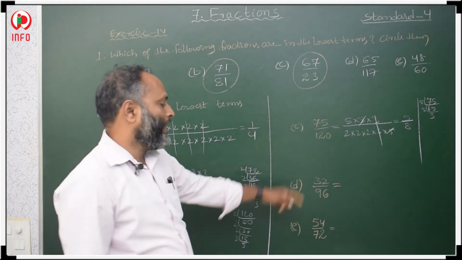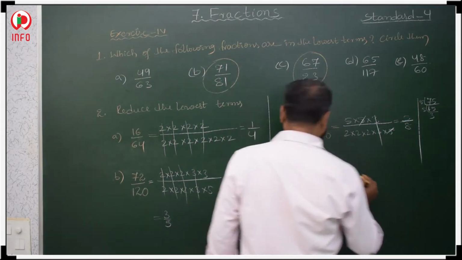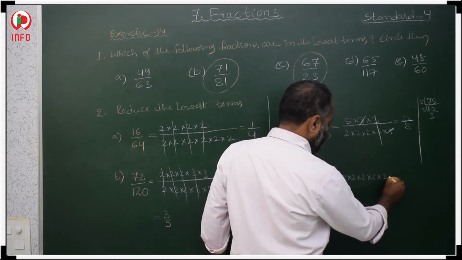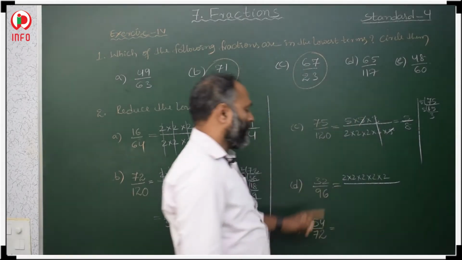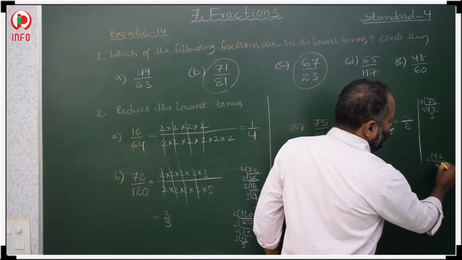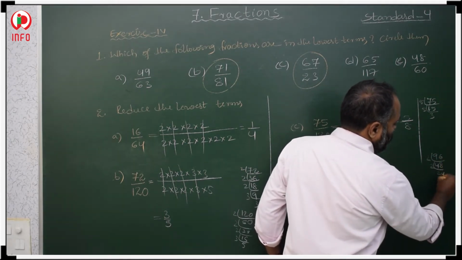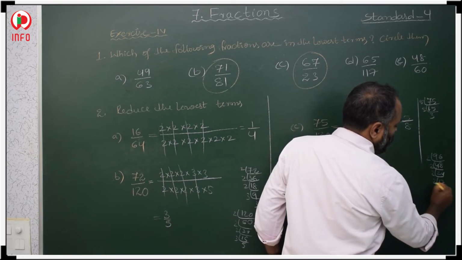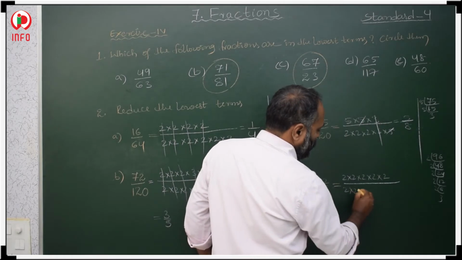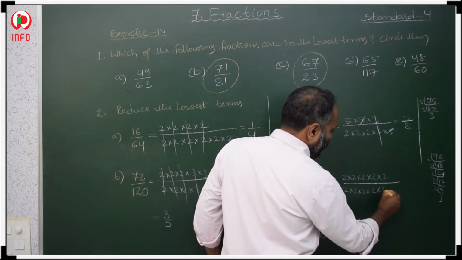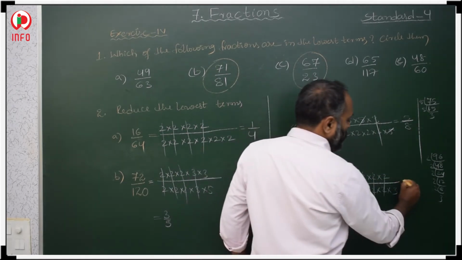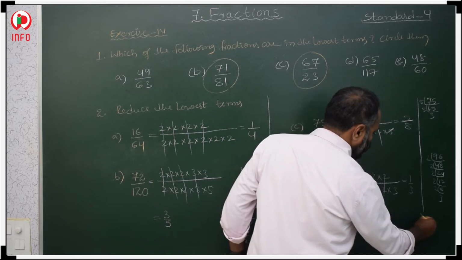Now 32: 2 2s are 4, 2 4s are 8, 2 8s are 16, 2 16s are 32. Then 96, we have to write prime factors. 2 48s are 96, 2 24s, 2 12s, 2 6s, 2 3s. How many 2s? Five 2s, 1 2 3 4 5, into 3. One 2 cancels one 2, five times. Nothing is left in the numerator, that is 1 by 3.